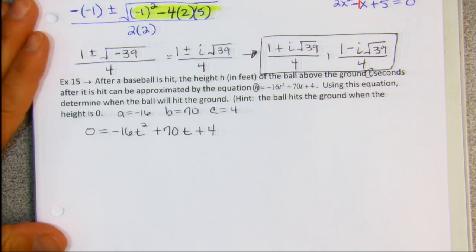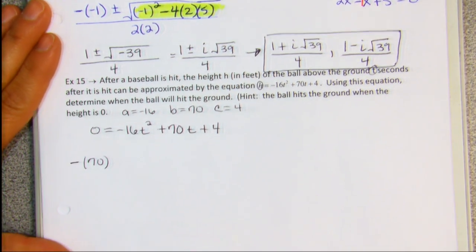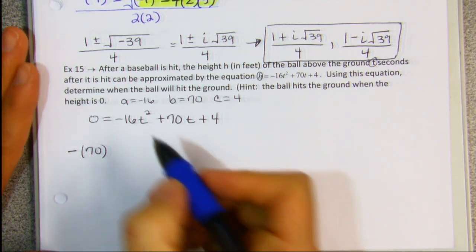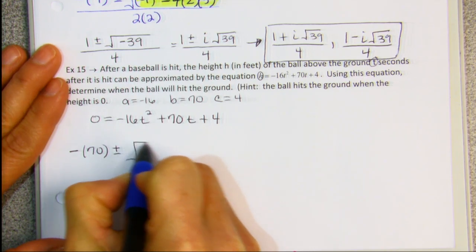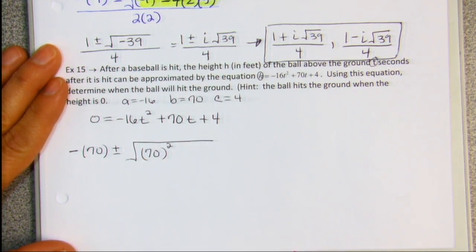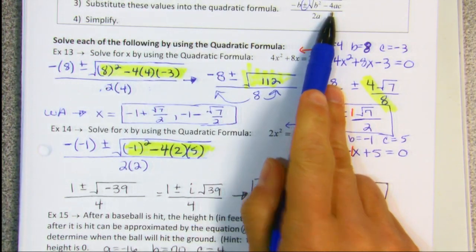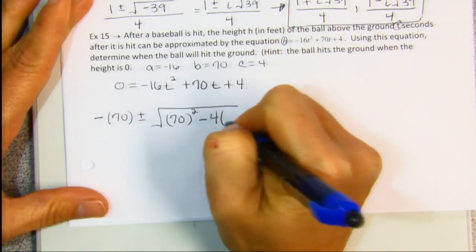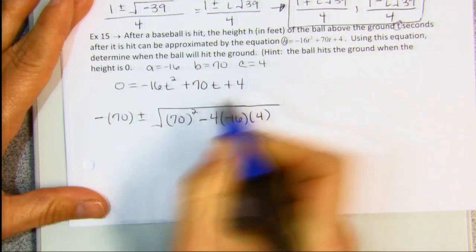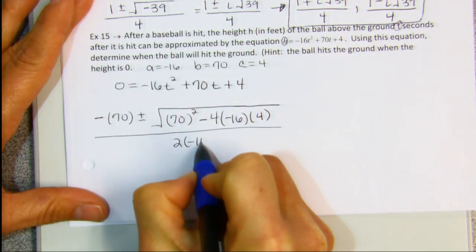So remember, in our formula, we have negative b, and b we said is 70. So I like to just put it in parentheses because I'm plugging it in, replacing it for b. Plus or minus, the square root of 70 squared minus 4, from the formula that's in our formula up here, times a, and a is negative 16, times c, which is 4. All over 2 times a, and a was negative 16.